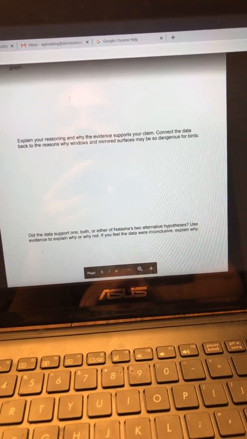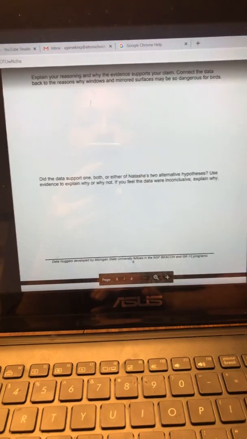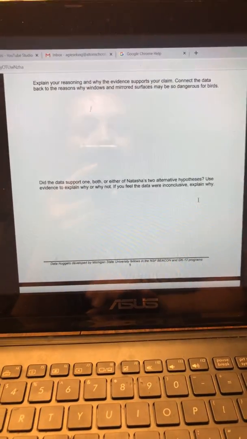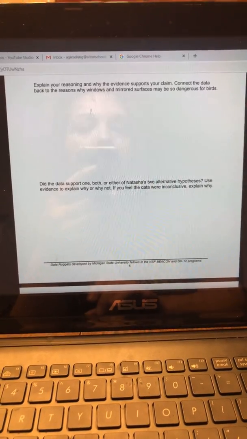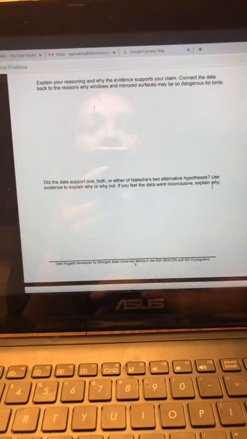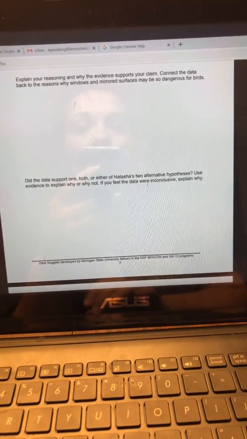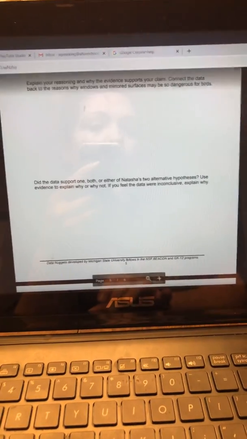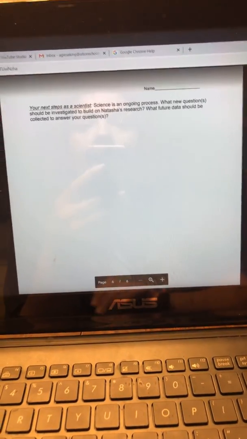Okay. Did the data support one, both, or neither of Natasha's alternate hypotheses? My apologies. So go back. It was the last paragraph in the reading. Read what she thought would happen. Does the evidence support that? And then the last one again.